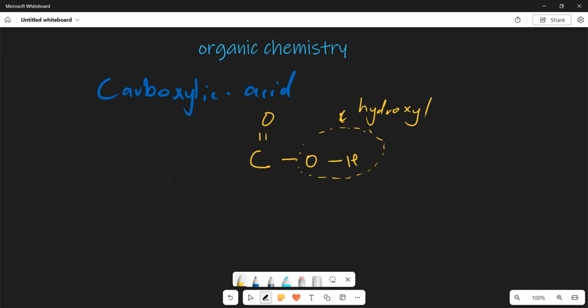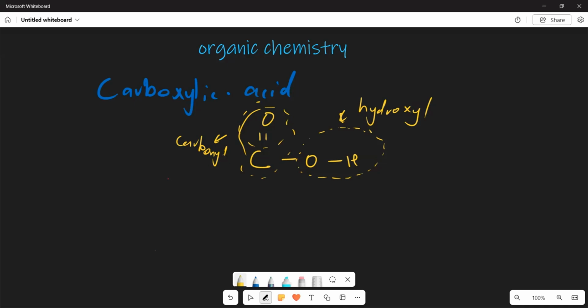And now this one here, your O here, or rather your C=O here, is the one that is from the carbonyl. This is going to be your carbonyl group, just like the ones we were discussing for your aldehydes.